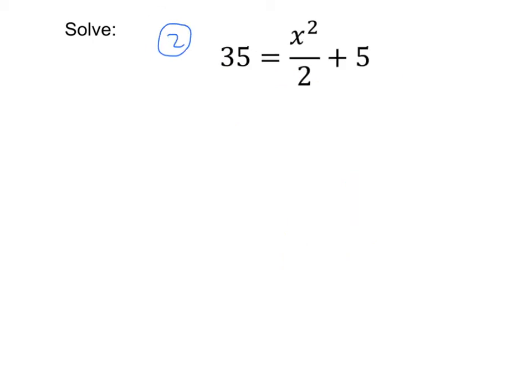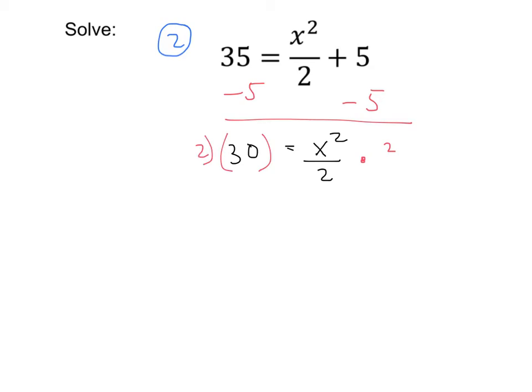Let's look at a second example. Again, first thing we need to do is isolate our x squared. So I'm going to subtract 5 from both sides first. Now that gives me 30 is equal to x squared divided by 2. Next I'm going to multiply both sides by 2, or you can think of it as multiplying by 2 over 1.